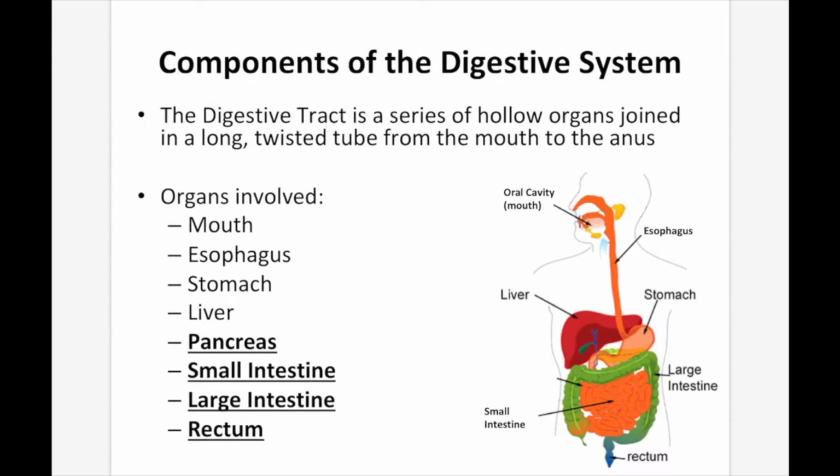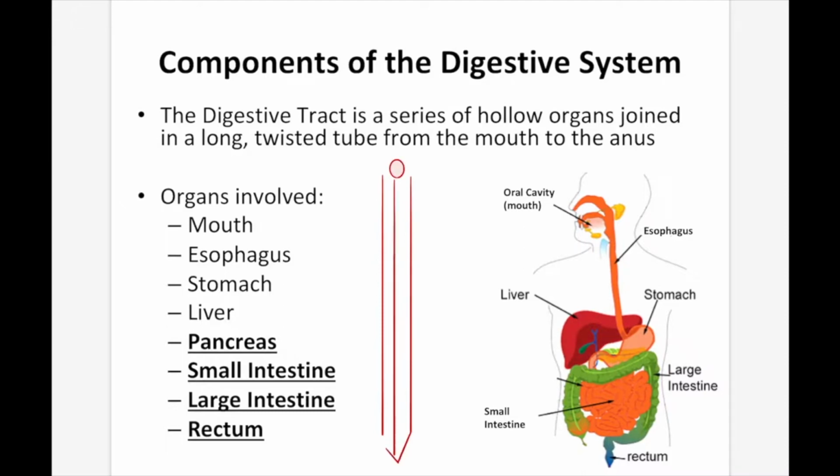Well, the digestive tract is a series of hollow organs joining a long, twisted tube from the mouth to the anus. Essentially, you could stretch everything out into a really long tube, where if you took something at the top of the tube and dropped it down from the top, it would go all the way down, right through, and fall out the other end. There is no actual end to the digestive system. It's just a hollow tube with an opening at the top and an opening at the bottom.